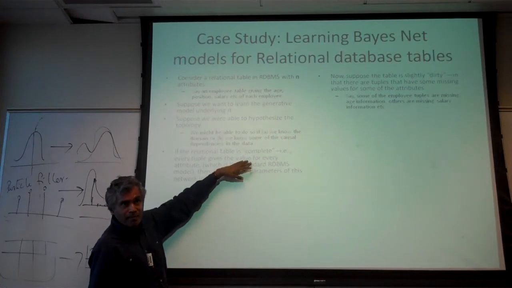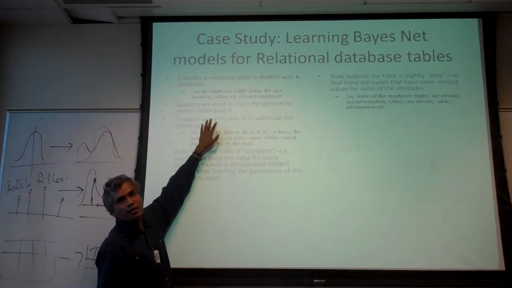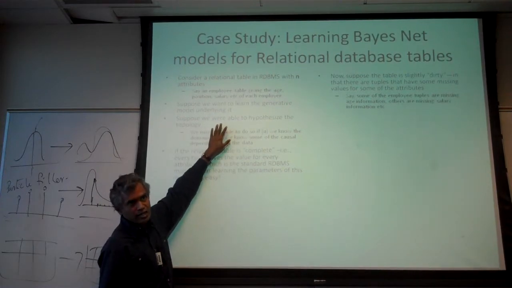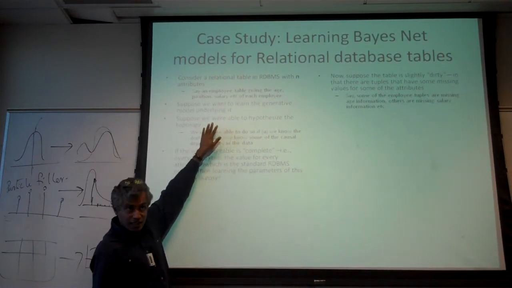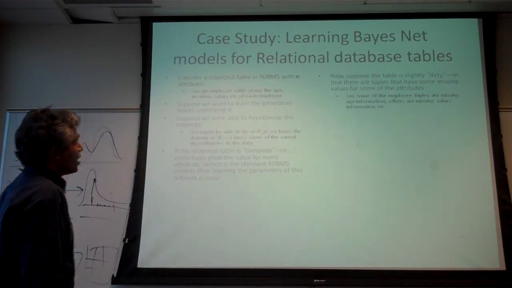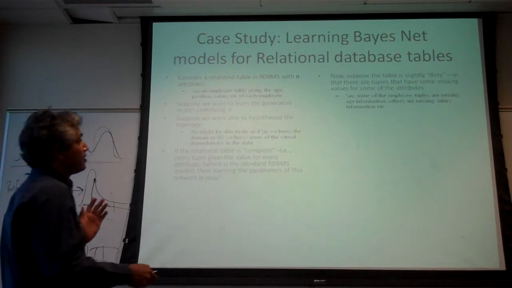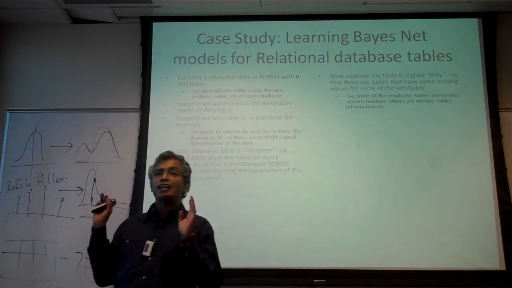So you could learn a Bayes network for a complete table, if somehow you got hold of the topology, which is a big assumption, but let's assume you have that. Now suppose that the table is slightly dirty. What that means is there are tuples that have some missing values for some of the attributes.